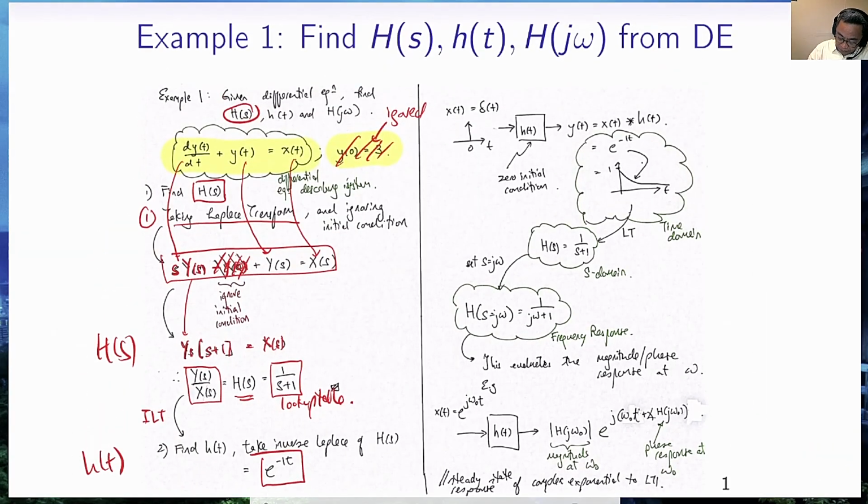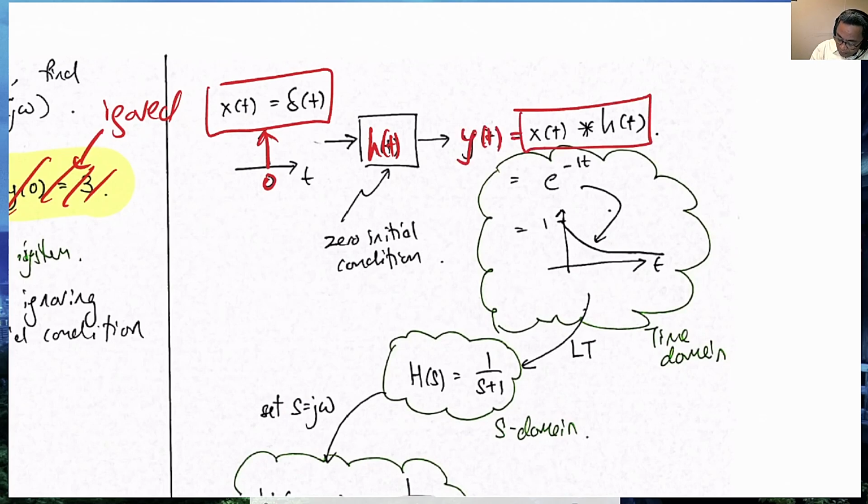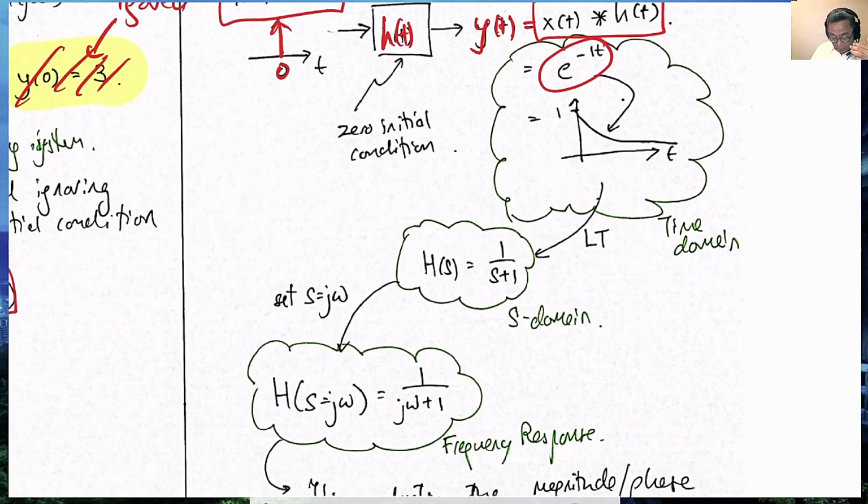Okay, now let's deal with this. We have found h(t), and let's fire an impulse at time 0. So x(t) equals this delta function. y(t), remember, is described by the convolution equation. So it is e^(-t) convolved with the impulse, and therefore we get back the same output. y(t) is equal to this.